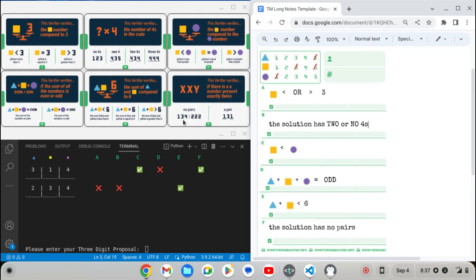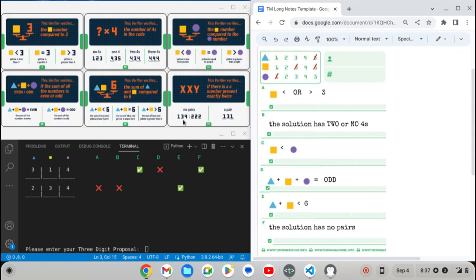Oh, well, of course, no pairs, so you can't have 2 4s or 2 2s. So I think we can safely say then that the 3-digit solution must be all odds. Okay, I wonder if I could have made that conclusion a lot earlier.